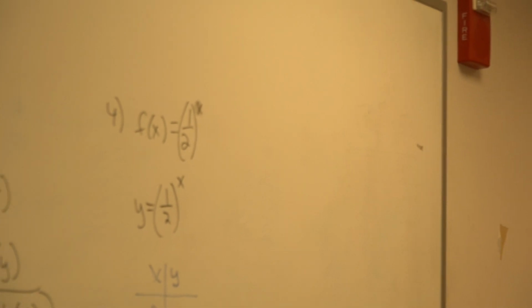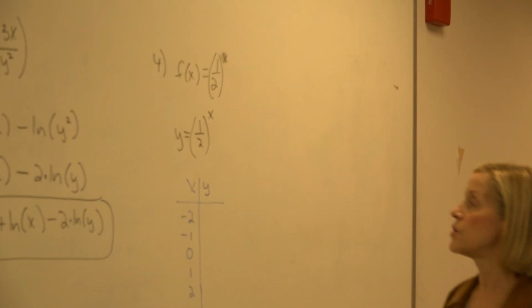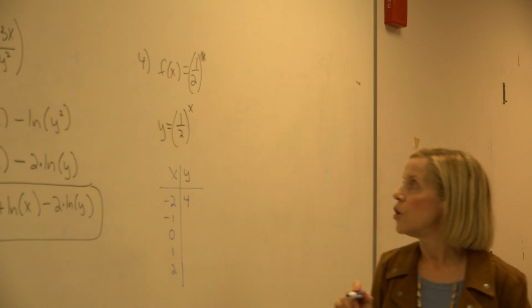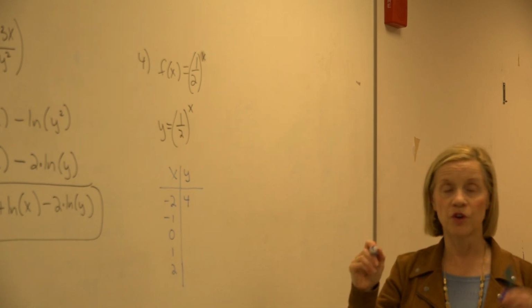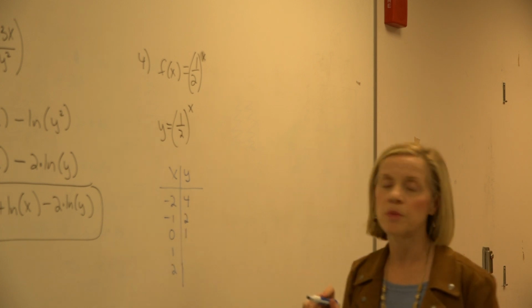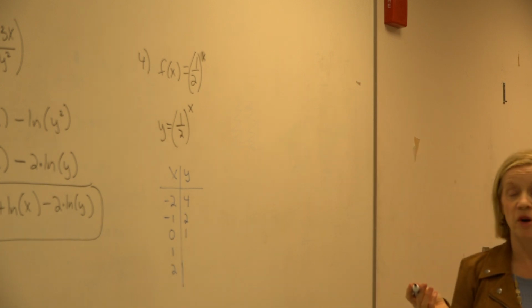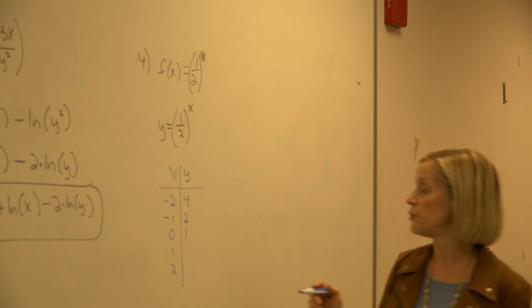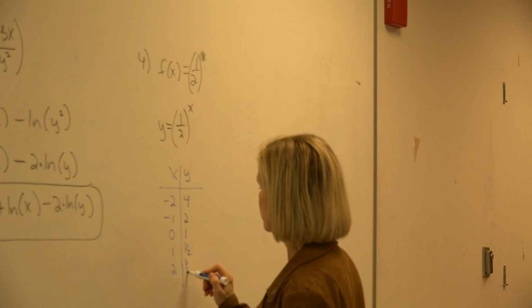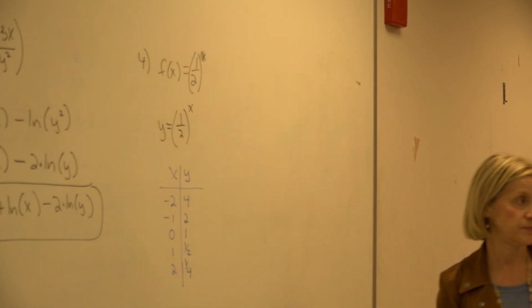We square it and invert it, right? And so that's going to give you 4. 1/2 to the -1, we invert it. That's going to be 2. 1/2 to the 0, anything to the 0 power is 1, except 0 to the 0 power. 1/2 to the first, 1/2. And 1/2 squared, 1/2 times 1/2, is 1/4.